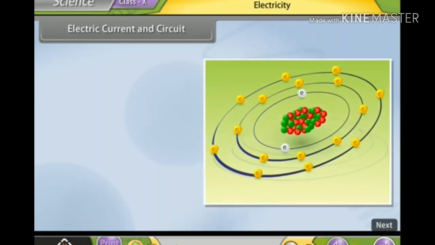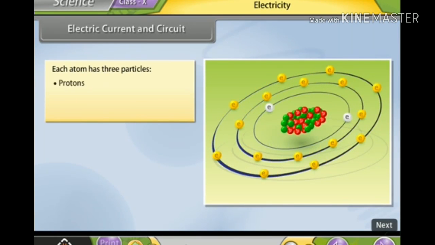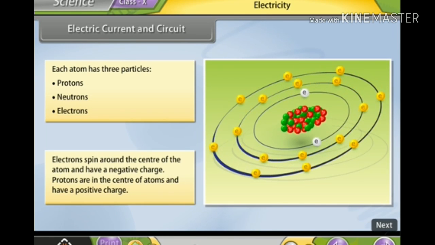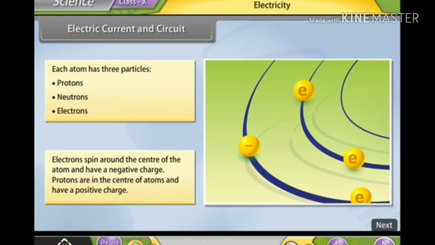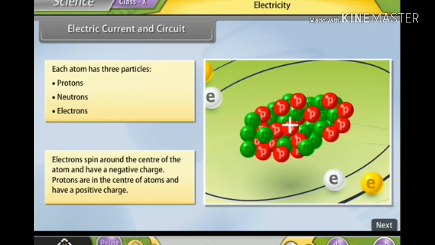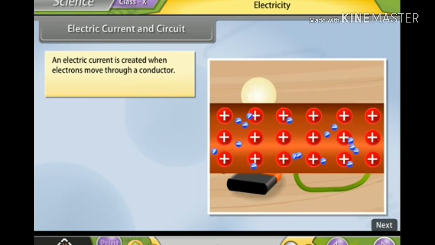All things around us are made up of atoms. Each has 3 particles: protons, neutrons, and electrons. Electrons spin around the center of the atom and have a negative charge. Protons are in the center of atoms and have a positive charge. An electric current is created when electrons move through a conductor.